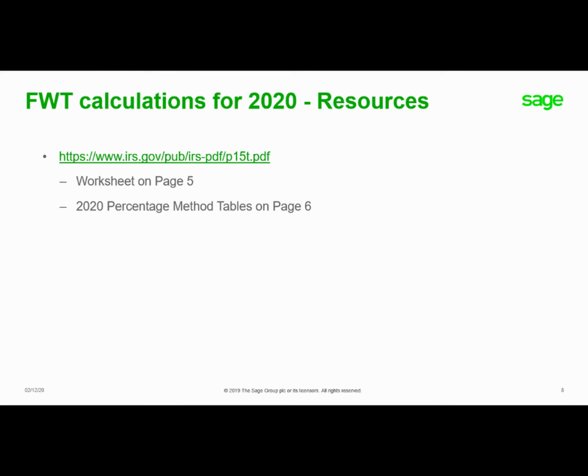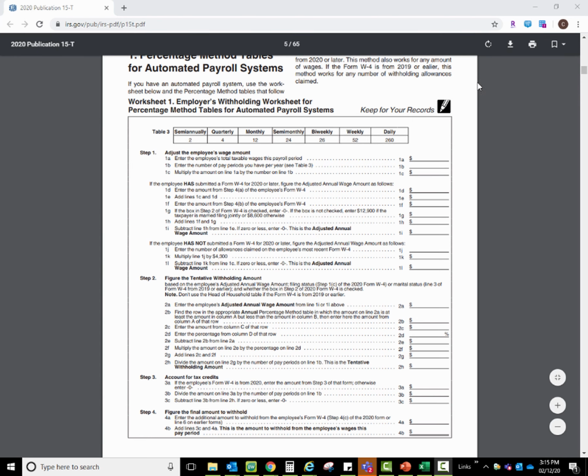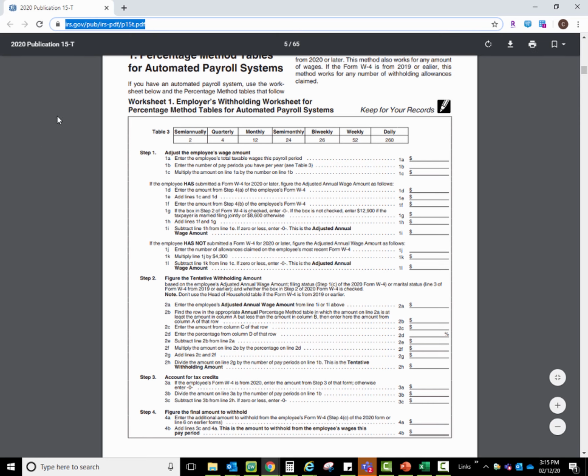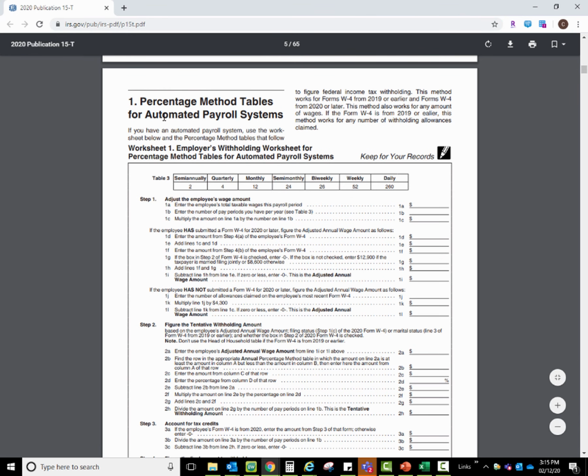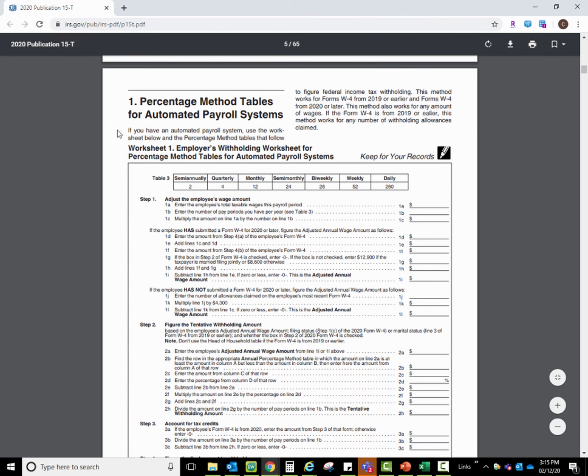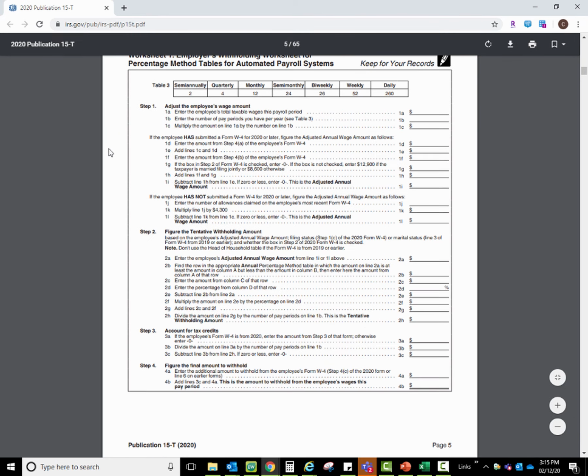The worksheet on page 5 of the publication 15T on the IRS website is a valuable resource to use when you're trying yourself to calculate the withholding. This document is located at irs.gov/pub/irs-pdf/p15t.pdf. On page 5, you'll find the worksheet that I was using to show you how BusinessWorks is calculating the federal income tax withholding. Follow this worksheet. This is for those who use the Form W-4 for 2020 or later.